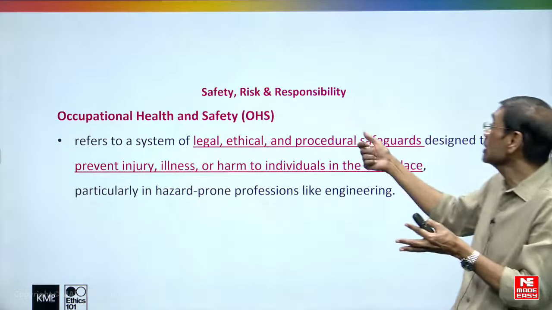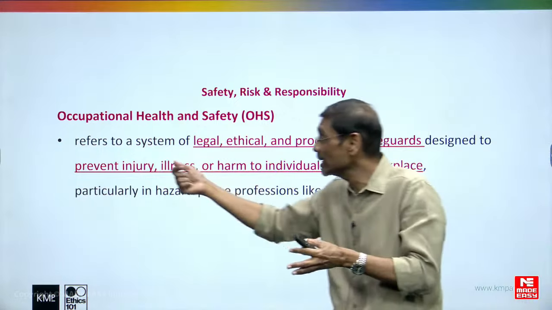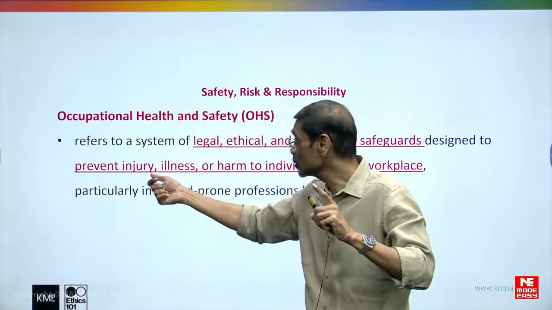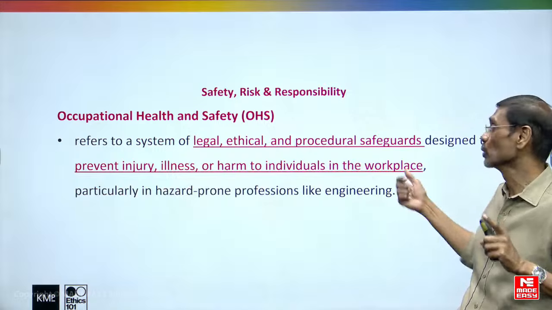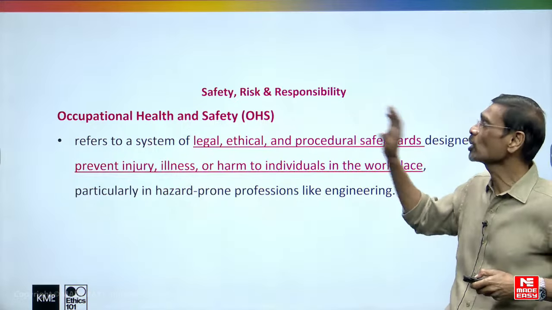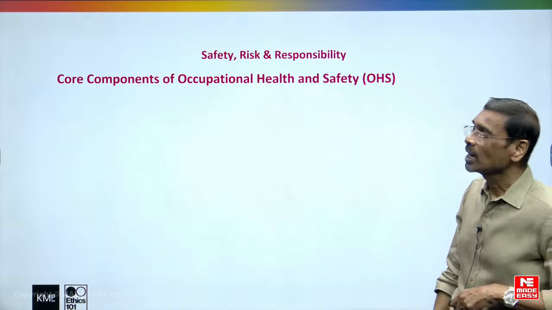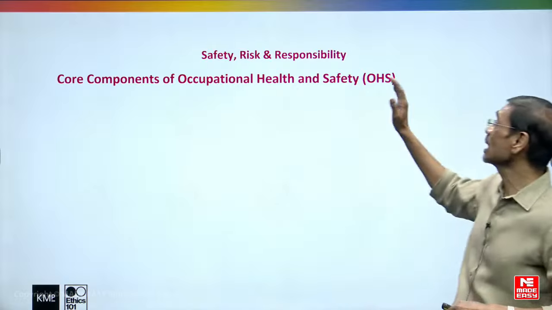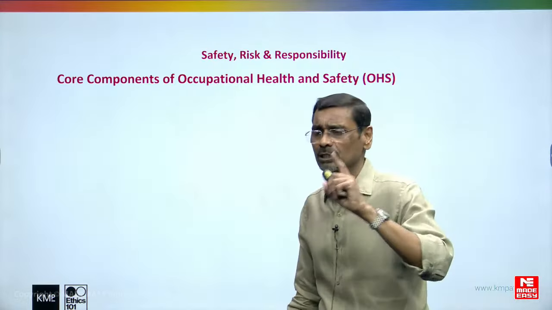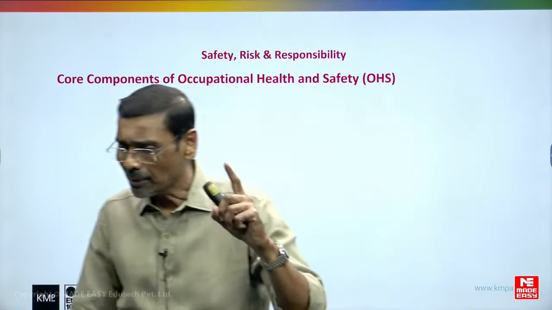Legal, ethical, procedural safeguards designed to prevent injury. Look at the criteria: prevent injury, illness, harm to individuals in the workplace. Now that is called occupational health and safety. And the core components of occupational health and safety: match the following. This can come as a match the following.